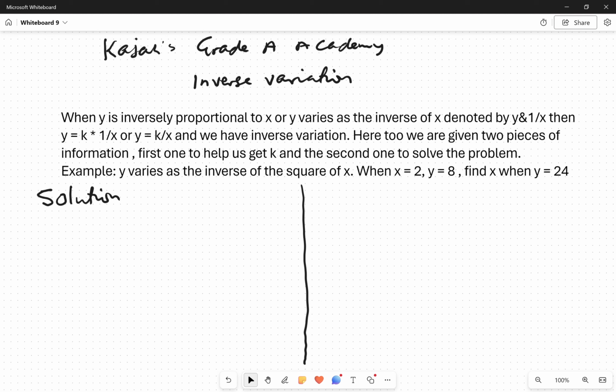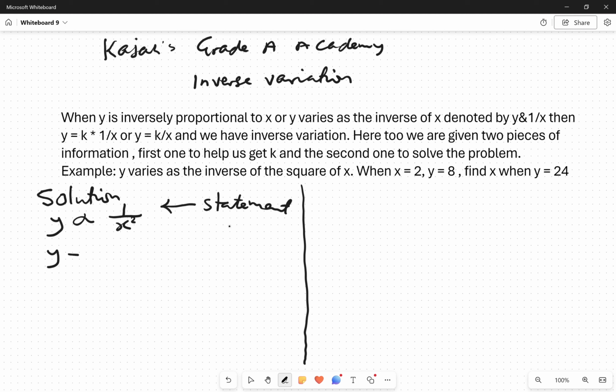So example, y varies as the inverse of the square of x. So let's write it down. Y varies as the inverse. Inverse means 1 over, the square of x, so it's x squared. This is our statement of variation. Then we have to make it an equation.